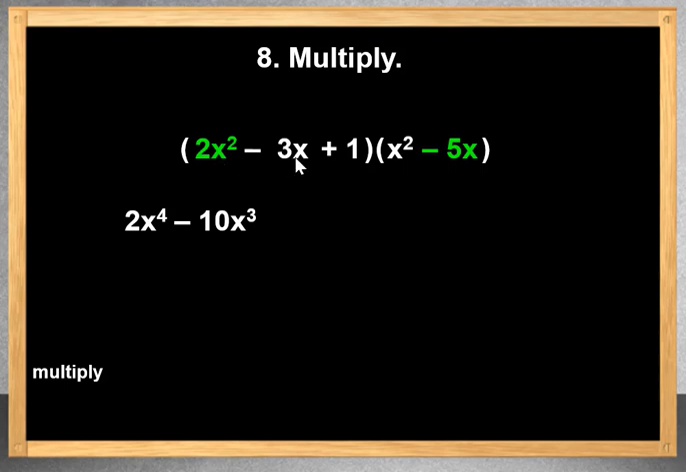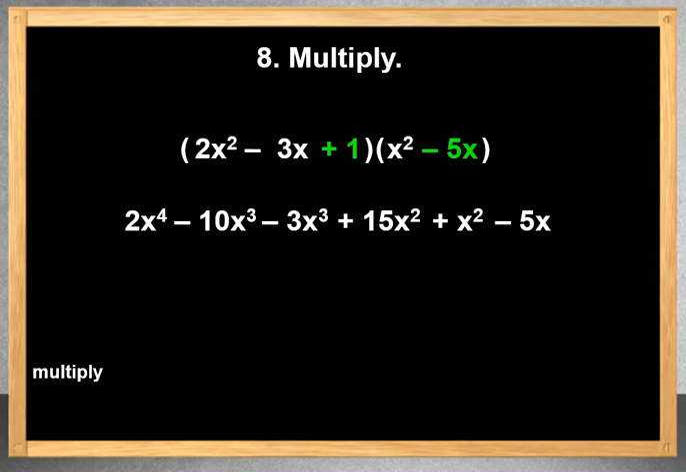We're going to do negative 3x, and again distribute it to these two. So that would be negative or minus 3x to the third. Two negatives multiplied, positive 15x squared. And then positive 1 times x squared is just x squared, and positive 1 times minus 5x is minus 5x.